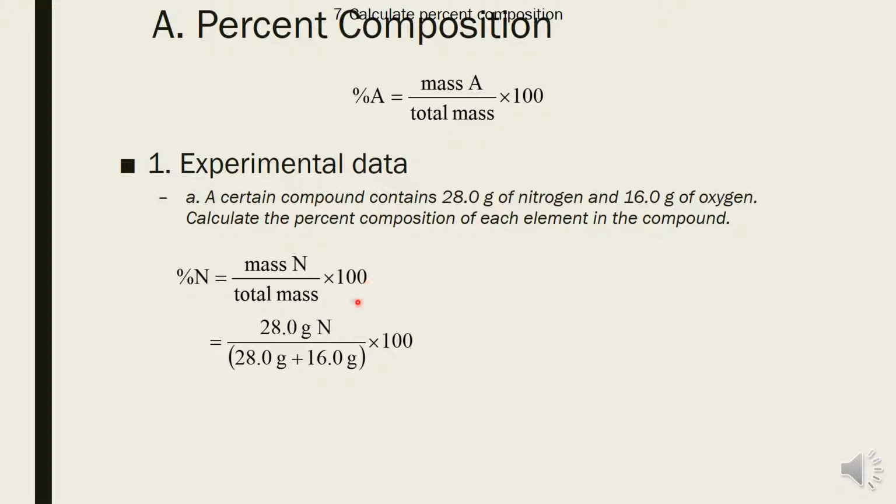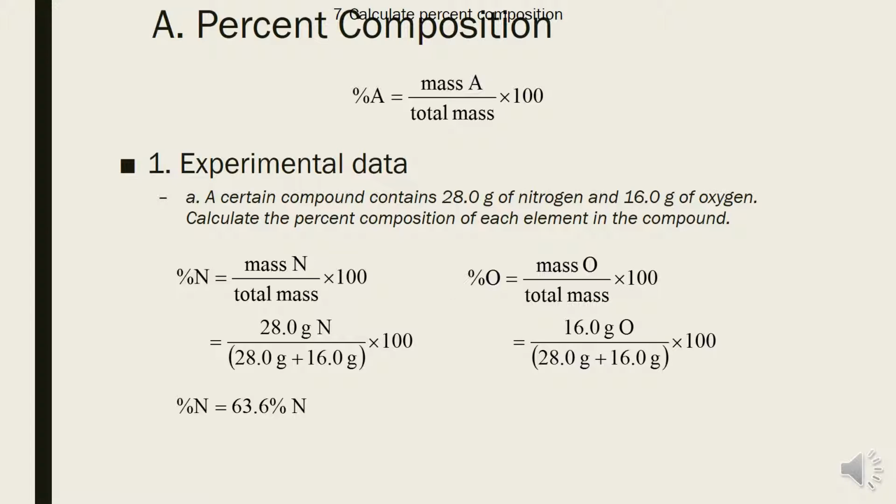So in this case, that would be 28 grams of nitrogen divided by the sum of 28 and 16, because that would be the total, and then I multiply by 100. This should give you 63.6% nitrogen. I would then do the same thing for the oxygen. I would take the mass of oxygen divided by the total mass times 100. So in this case, 16 grams of oxygen divided by the total mass of the sum of 28 and 16 multiplied by 100, and that should give me 36.4.